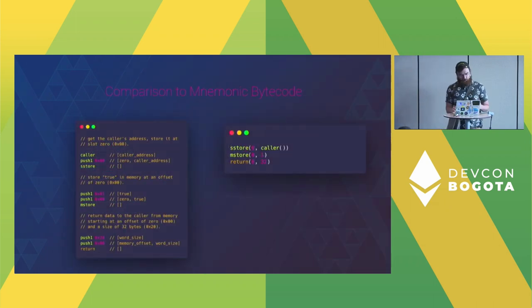So as a quick comparison to mnemonic bytecode, over here on the left, that was the code that we wrote a moment ago to store the caller in storage, store true in memory, and then return that from memory. And then over on the right side is how we do it in Yul. So a lot less verbose.